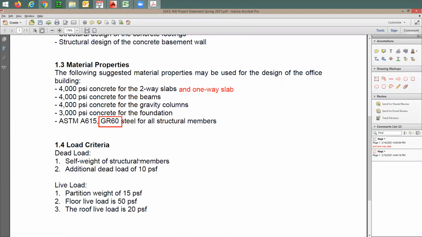Live load. Just so you guys know, the partitions are live load. So whenever you have partitions inside the building, we consider them to be live load. The floor live load is 50 psf. Roof live load is going to be 20 psf. So now I need to show you the plan, how it's going to look. Here's the plan of the building.